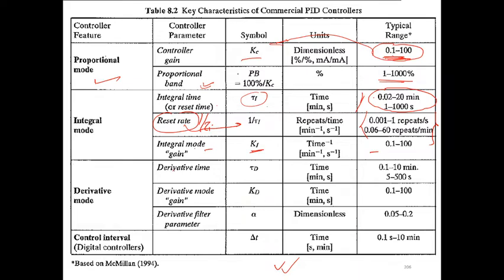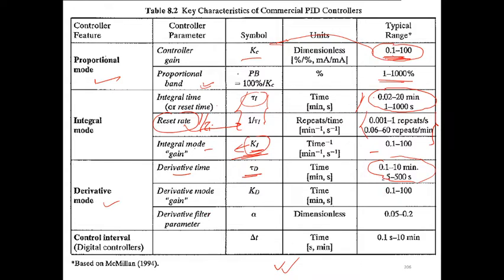Ki is generally used in electronics, while in chemical engineering, in process dynamics, we generally use tau i and tau d. In electronics we use the electrical term Ki, the integral gain. In the derivative controller, the value of tau d varies from 0.1 to 10 minutes. This is not for you to memorize, just to recall these values.